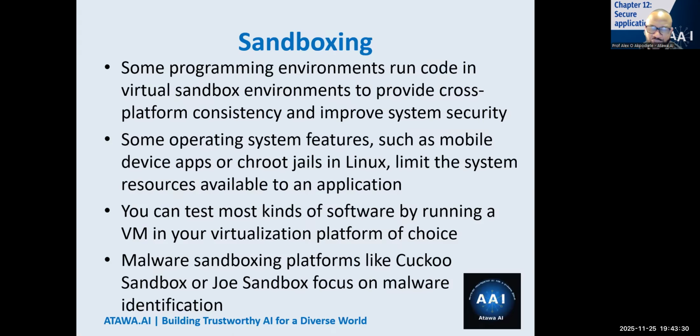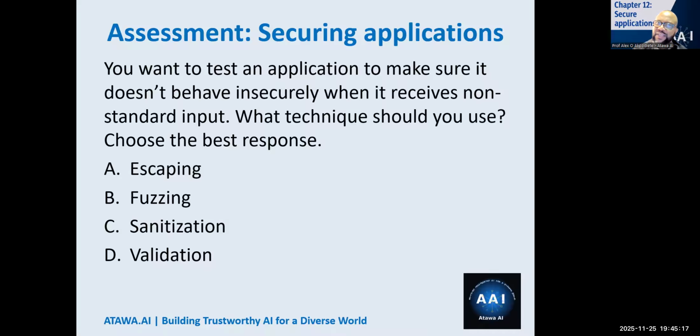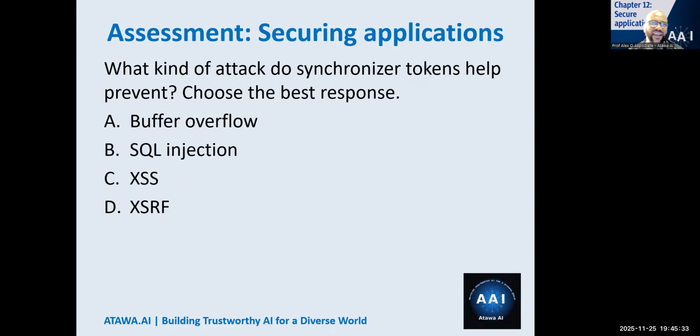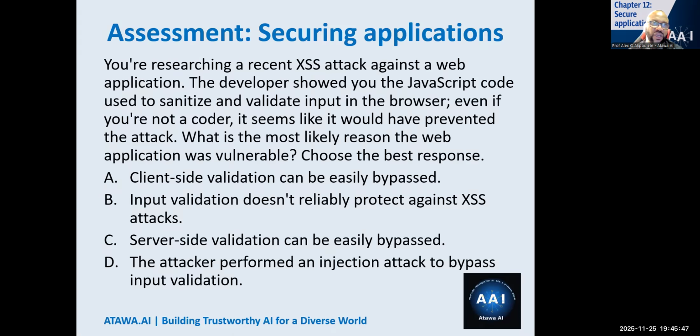All right, let's look at some review questions. You want to test an application to make sure it doesn't behave insecurely when it receives non-standard input. What technique should you use? Choose the best response. Think about it. It receives non-standard input. Fuzzing. Okay. All right. What kind of attack do synchronizer tokens help you prevent? Check the best response. Synchronizer tokens, right? That's for cross-site request forgery.